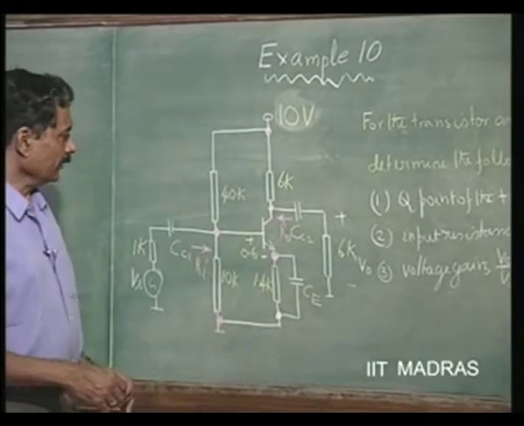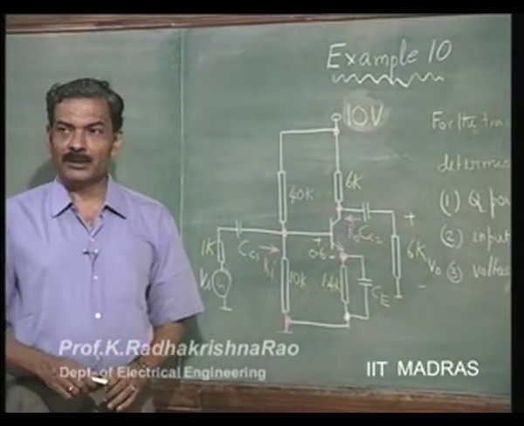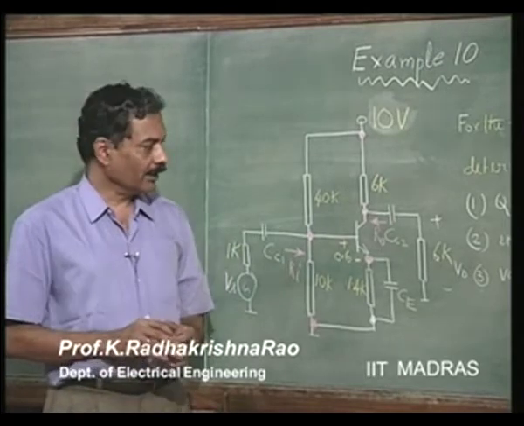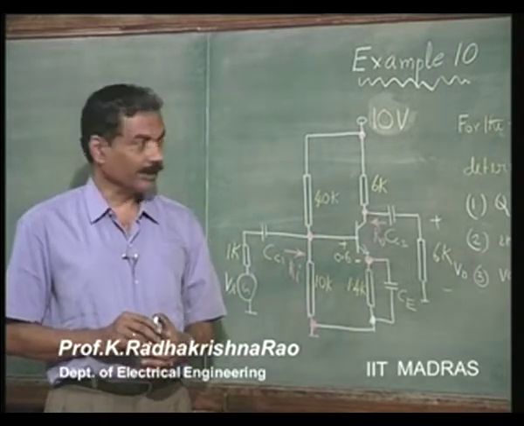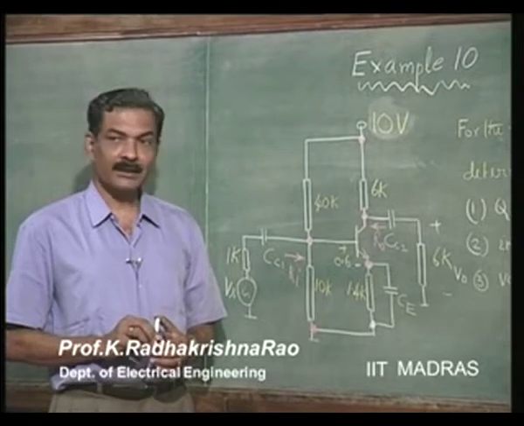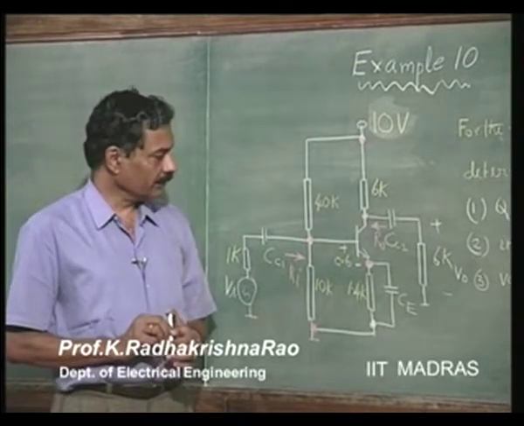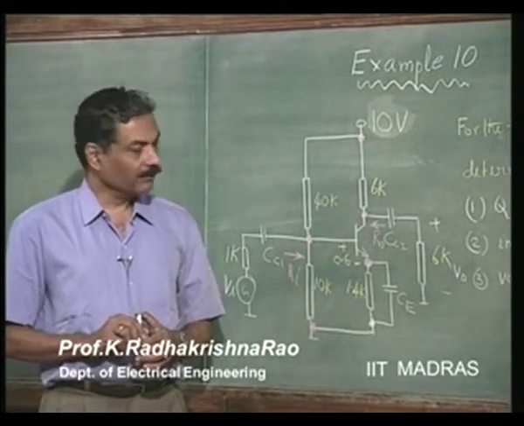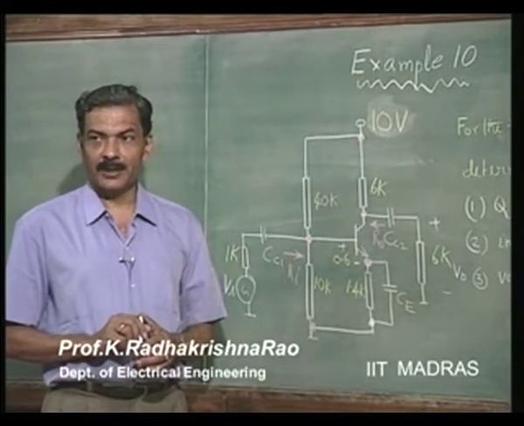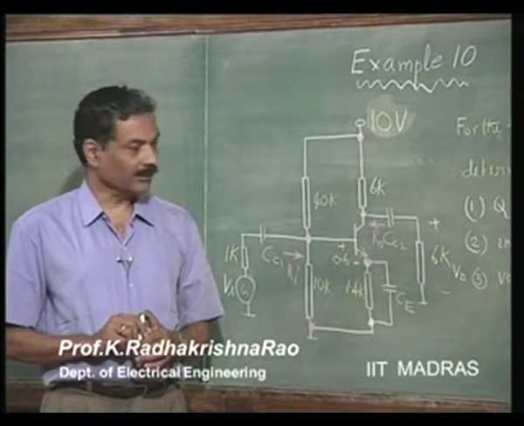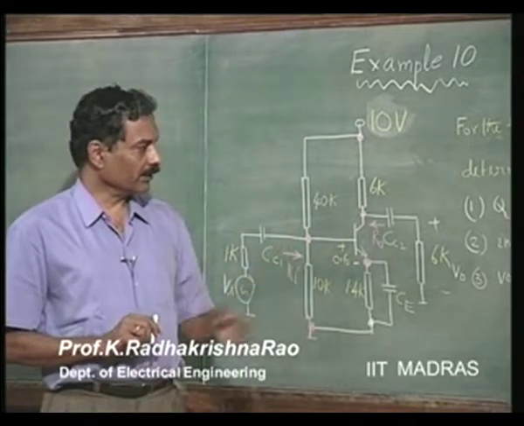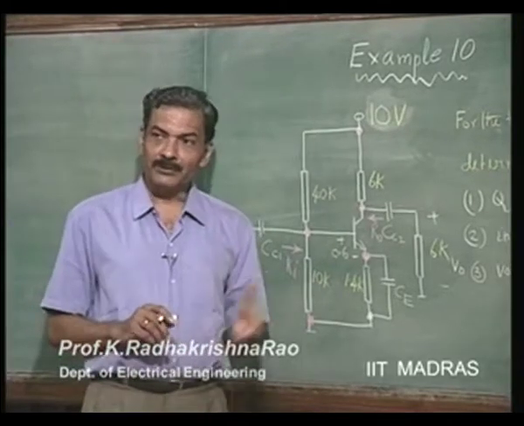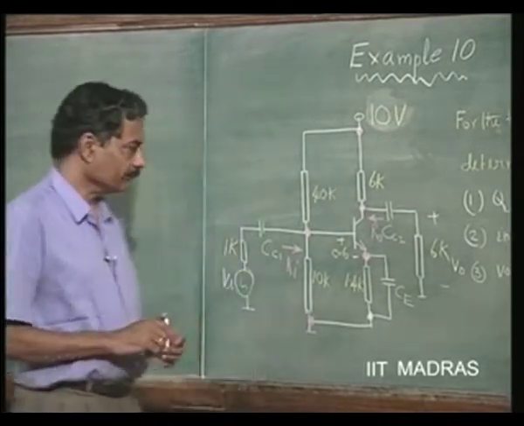In the last class, we had seen how dual supply arrangement can bias a transistor in the active region and how it can be used as a common emitter amplifier. Today, we will discuss an example in which the transistor is biased using a single supply. We already know how this can be made to work in the active region using a single supply. So, working out this example will further clarify how it can be used as a common emitter amplifier.